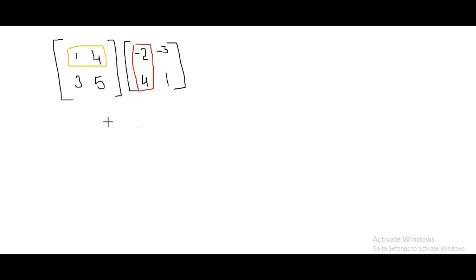For example, if you take the first row of the first matrix, which is 1, 4, and multiply it with the first column in the second matrix, which is minus 2, 4. 1 times minus 2 is minus 2 and 4 times 4 is 16. We just add them up.